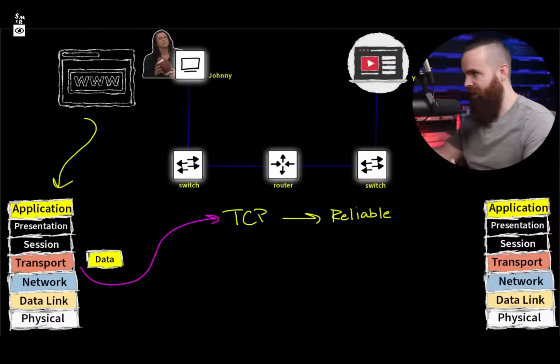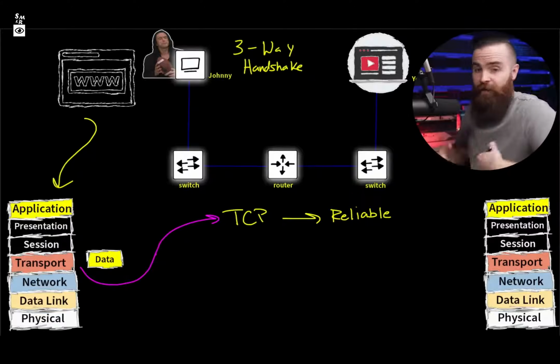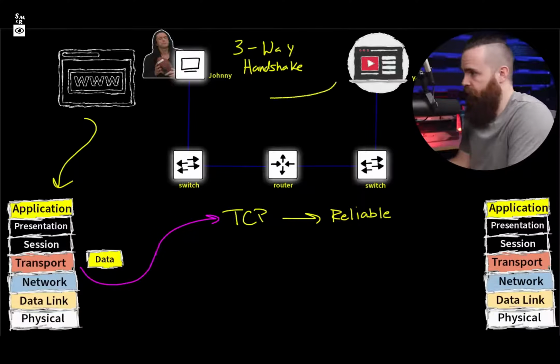Another reason that TCP is reliable is that before we even begin to send data to each other, we have to get to know each other first. So YouTube will go, hey, I want to send you something, Johnny, but I have to make sure we're friends first. Let's do a three-way handshake. And that's what it's called, the TCP three-way handshake, which is all about setting up that connection before we start exchanging data, which works like this. YouTube will say, hey, Johnny, how you doing?